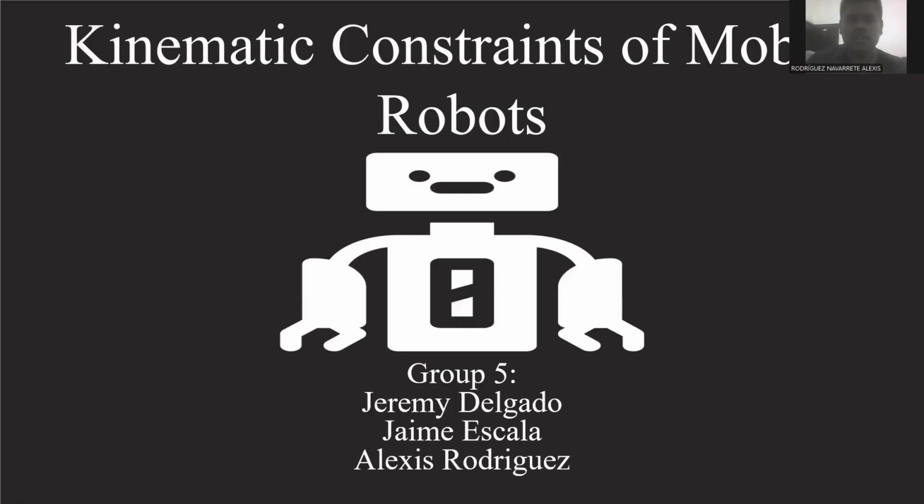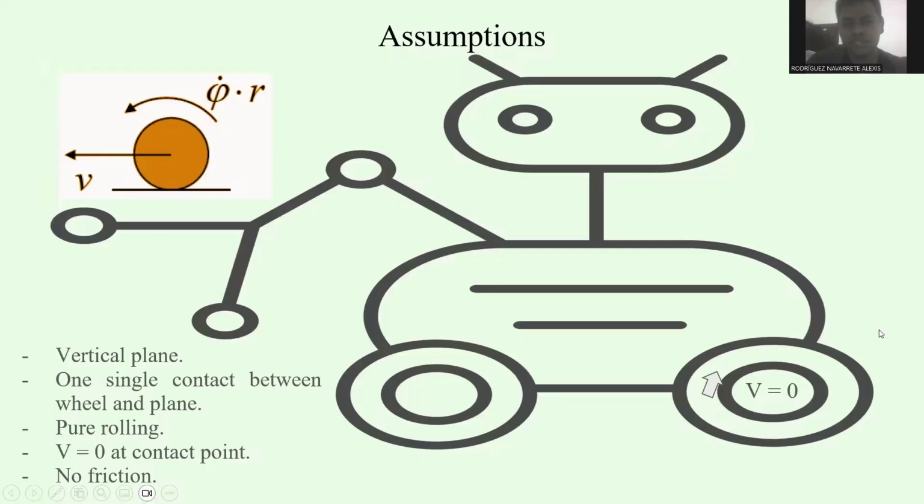Today we will summarize the kinematic constraint of model robots. To analyze this constraint, we first must establish the fundamental assumptions for our model. These simplifications are crucial for defining the system behavior.